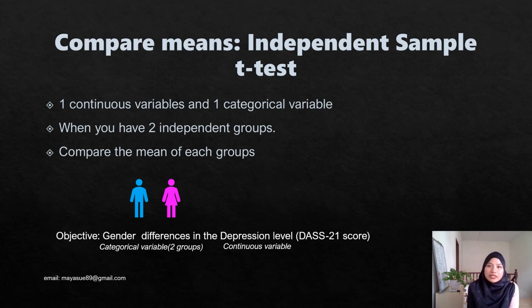Move on. Okay, so the independent sample t-test, again it is between one continuous variable and one categorical variable, but when you have two independent groups in the categorical variable. Okay, so example here, you would like to compare the mean of each group between male and female to see whether there are gender differences in the continuous variable, which here is the depression score in the DASS 21 score, just as an example.